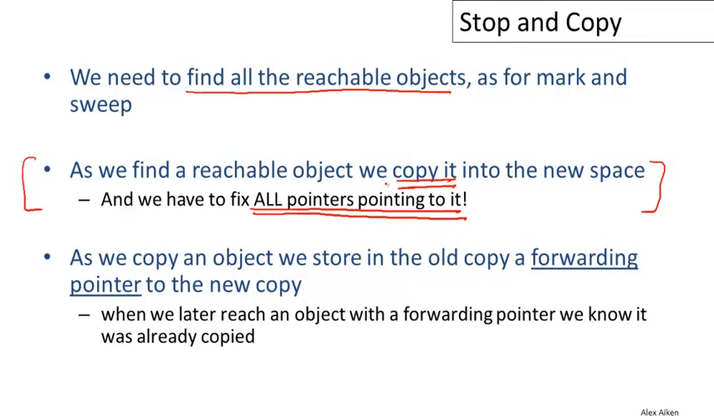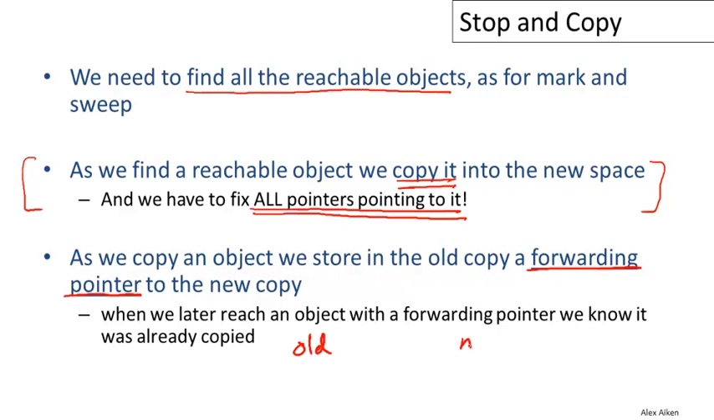And this is actually not obvious how to do. Right? Because when you find an object, of course, you can't see all the pointers that point into that object. So how are we going to do that? Well, here is an idea. When we copy the object, we're going to store in the old version of it what's called a forwarding pointer to the new copy. So let's take a look at how that looks.